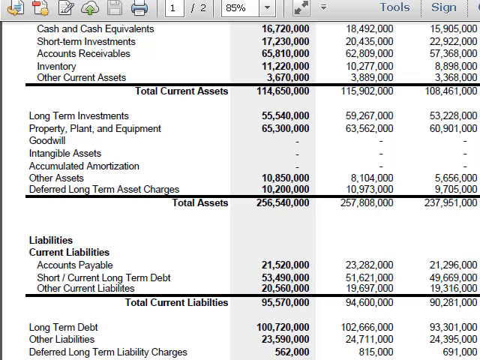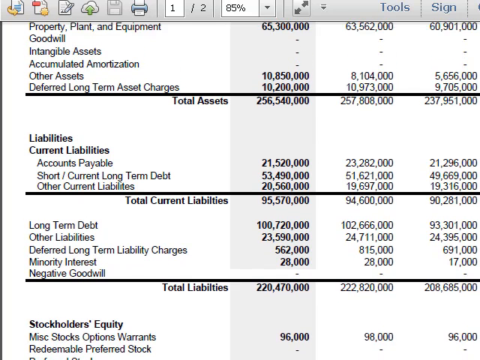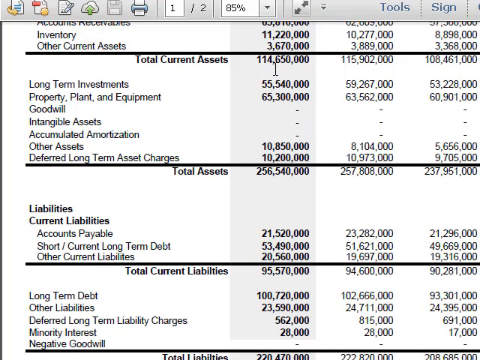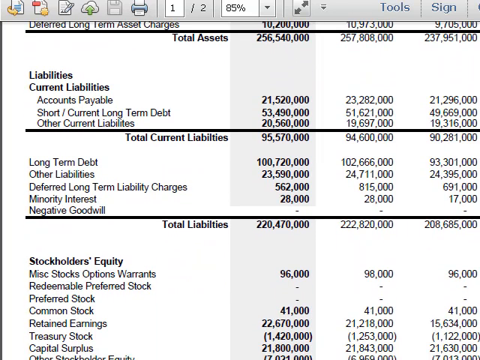Well, wait a minute. They also owe money. Notice the current liabilities: accounts payable, short-term debt that's coming due, and other current liabilities of $95.5 billion. And when we get to our next presentation, we'll see that one of the ratios we look at is the relationship of the current assets to the current liabilities. Very important relationship.